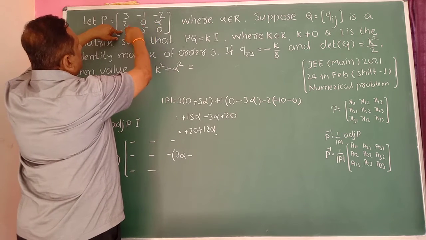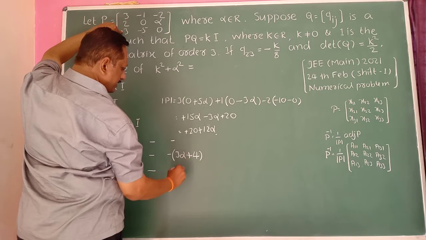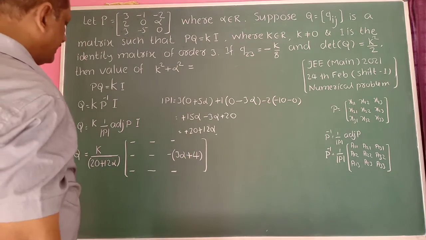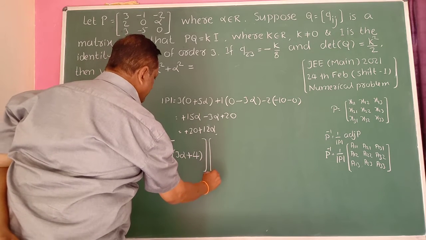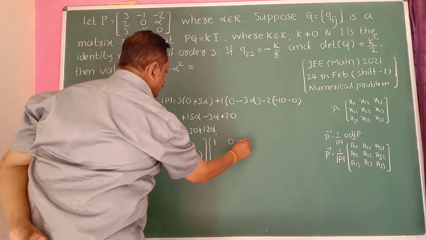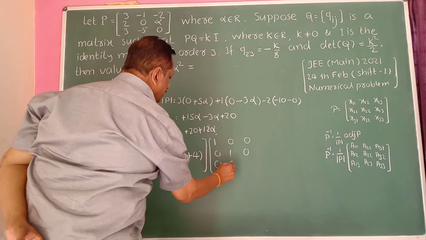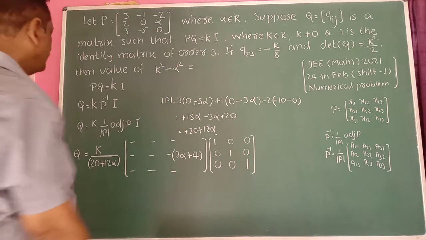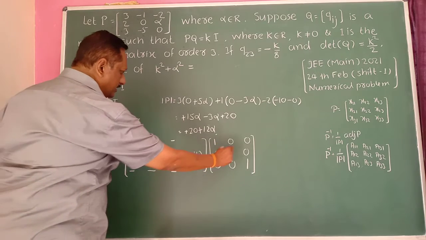2 2s are 4 here, minus, plus 4 here, and the remaining elements will not be found here. Right? Means only this one. I is the identity matrix here, so 1 0 0, 0 1 0, 0 0 1. Okay.